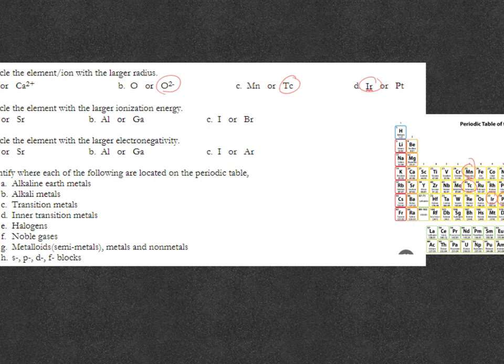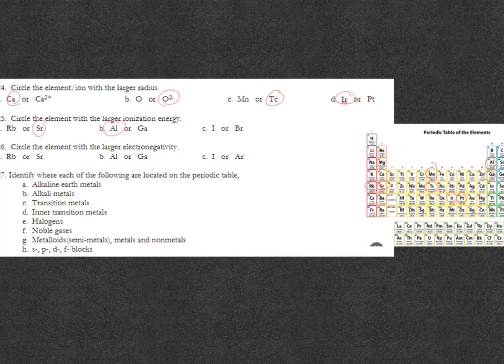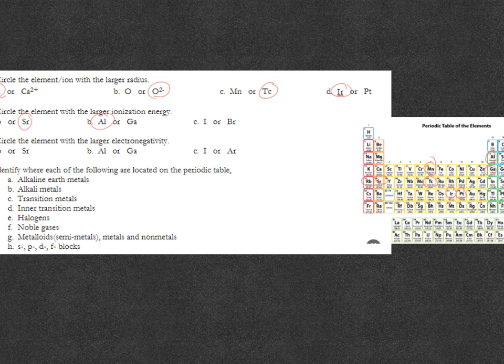All right, larger ionization energy, rubidium or strontium. Strontium's smaller. It's going to have a larger ionization energy. Aluminum or gallium. Aluminum's here, gallium's here. Aluminum is smaller. It's going to have the larger ionization energy. Iodine or bromine. Iodine is here, bromine is here. Bromine is smaller. It's going to have the larger ionization energy.